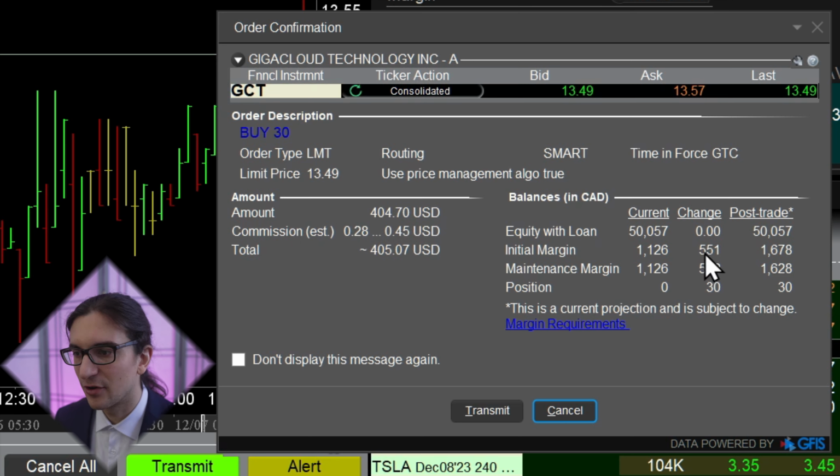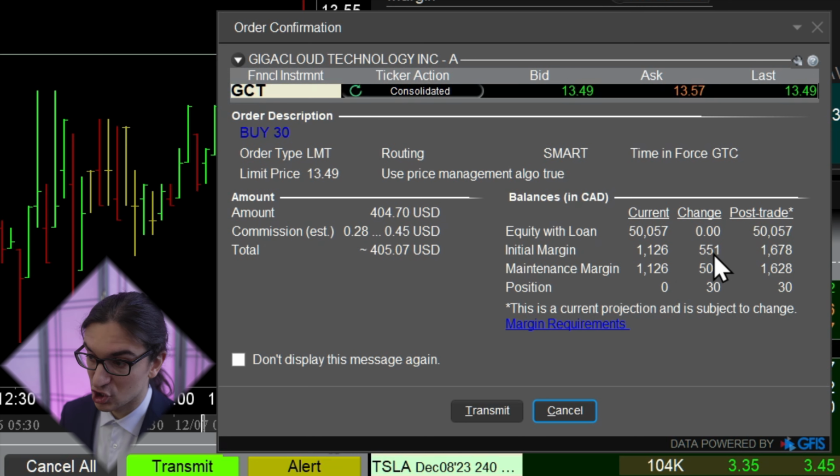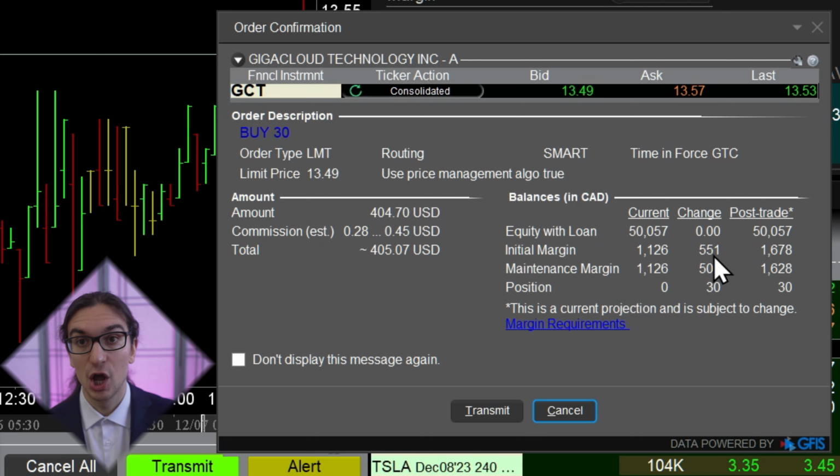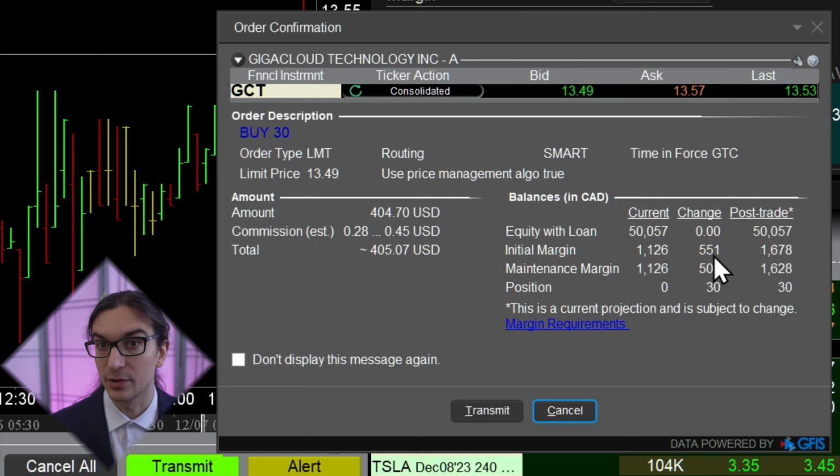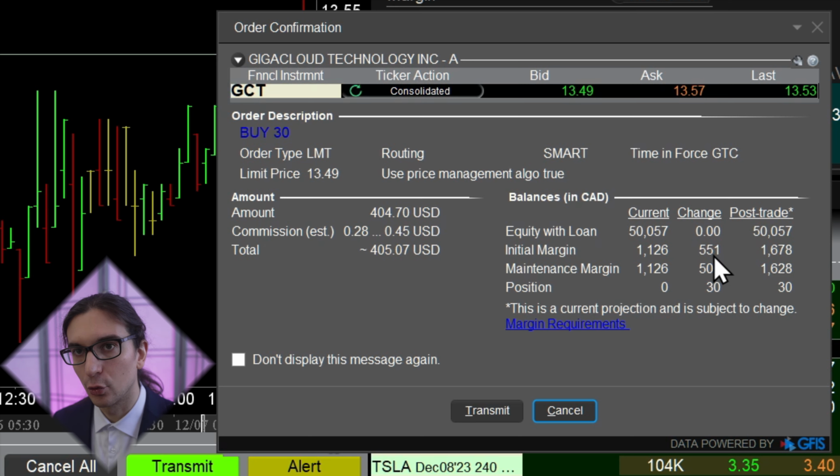Let's go ahead and look at the initial margin. It is 551. That's a little bit weird, isn't it? Because this 551 is actually higher than 404. This is a prime example of a stock with a higher margin requirement than its actual value. So you're actually paying more than 100% capital requirement to trade this stock in a margin account. You would actually be better off trading this stock in a cash account if your only concern was capital requirement.